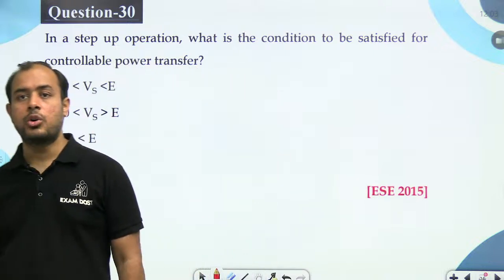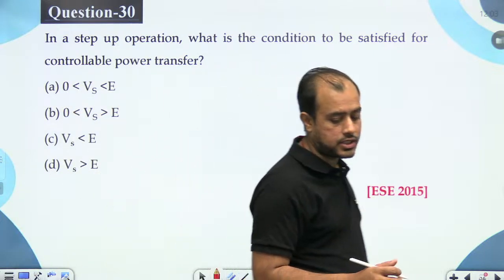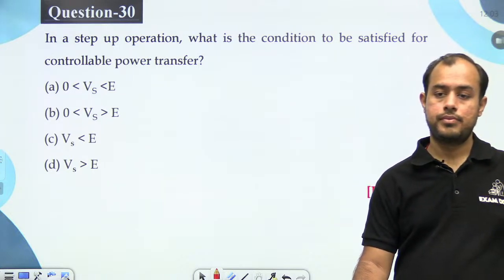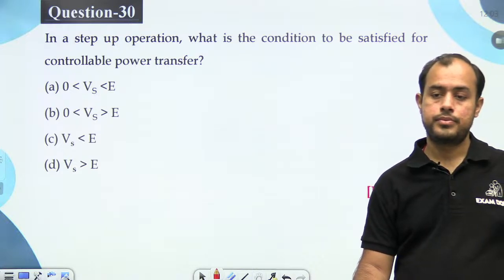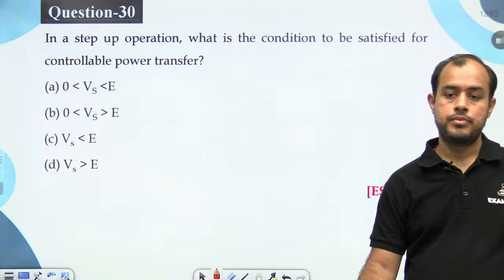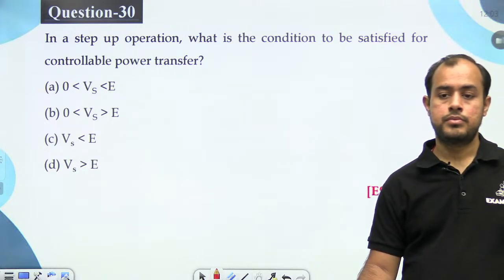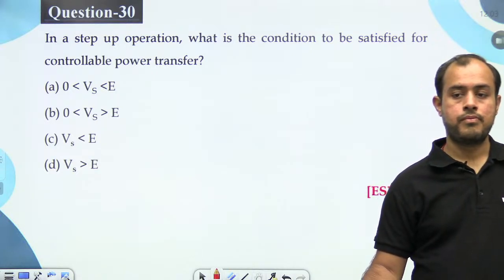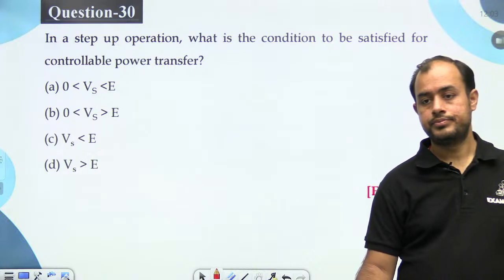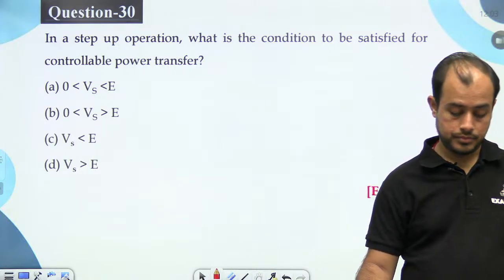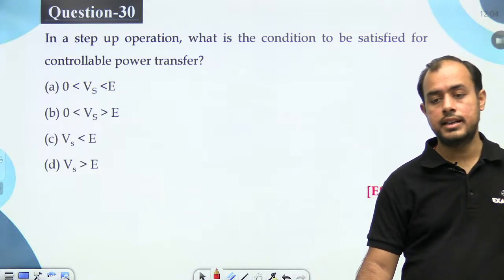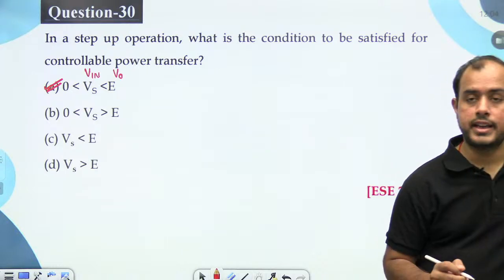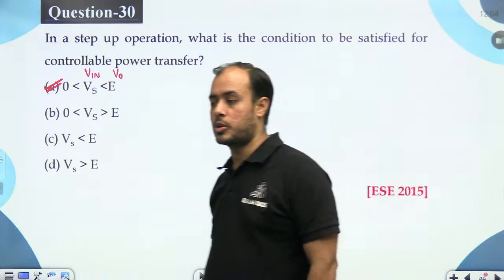For the step up operation, what is the condition for controllable power transfer? What is the condition for step up operation? Input is less than output. Input is positive, but input is less than output.